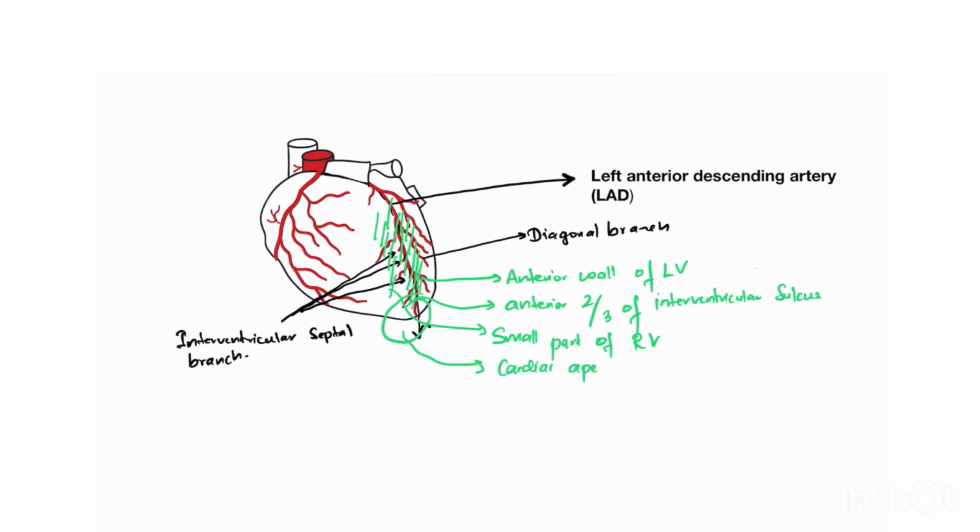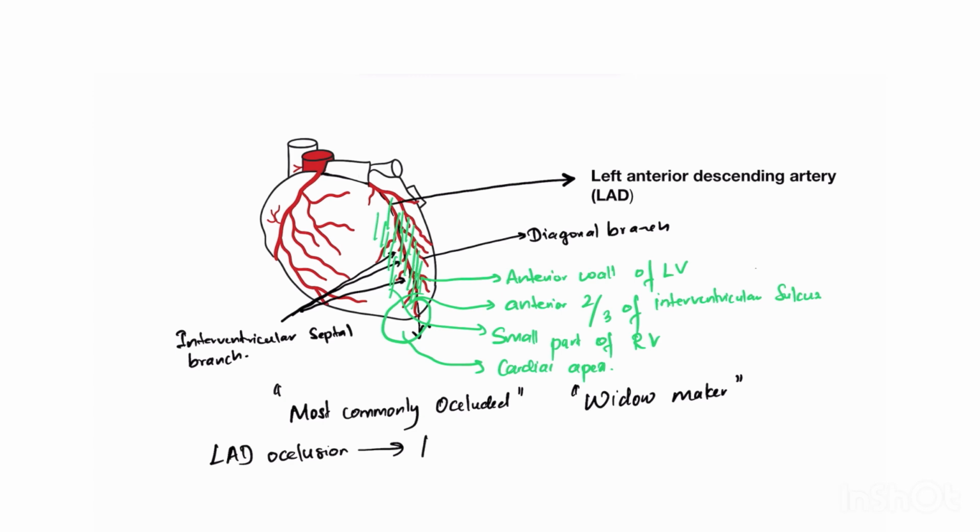and the cardiac apex. LAD is the most commonly occluded artery and is often referred to as widowmaker because of its association with high mortality. As LAD supplies the anterior part of the heart, occlusion of LAD is associated with anterior STEMI, and in ECG you may see ST elevation in V1 to V4 leads.